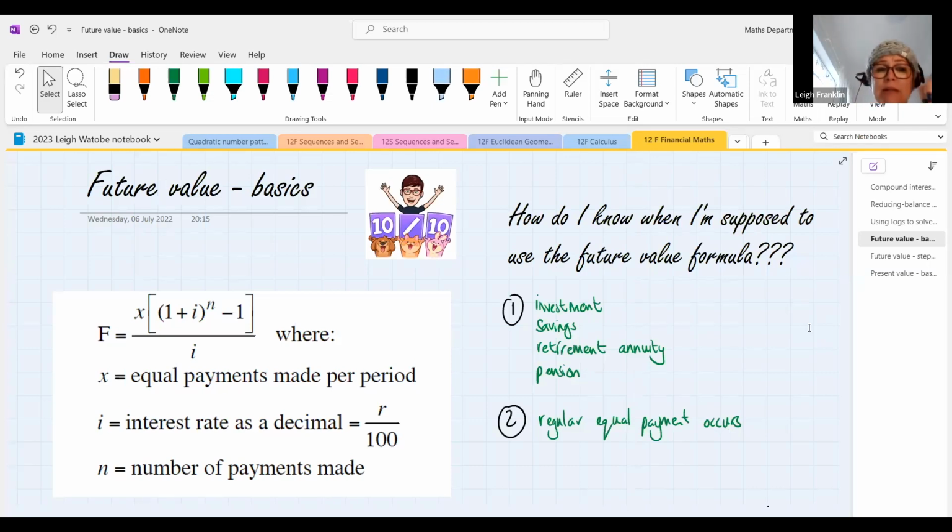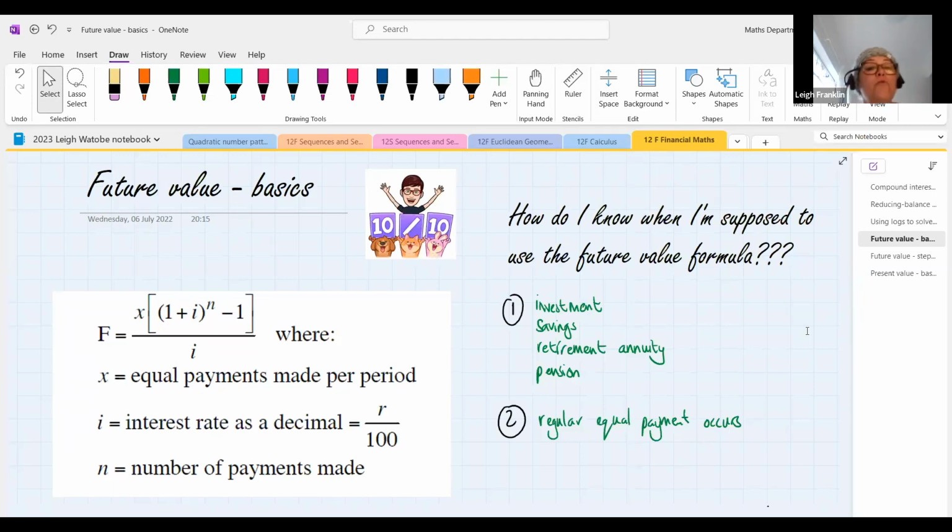Future value means the same amount of money is being paid into some sort of savings, investment, pension, retirement annuity, and this regular payment is going to accrue interest over time and result in a large sum of money that will be available to the person at some stage in the future. So that's what they mean by future value.